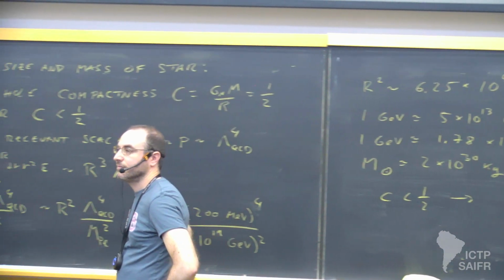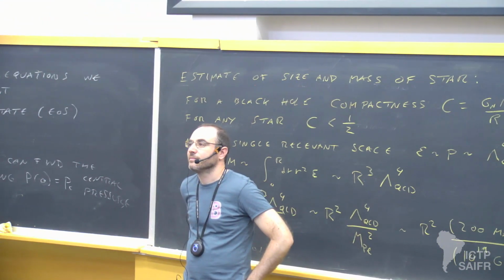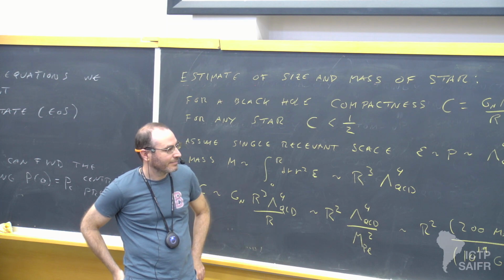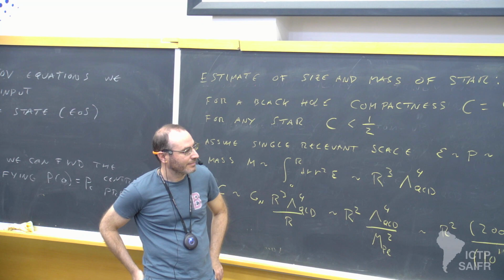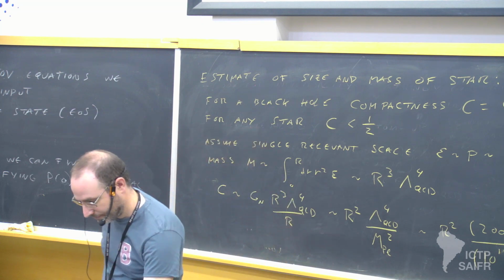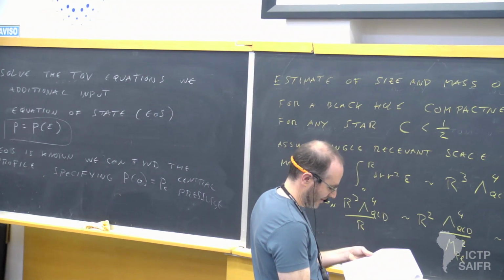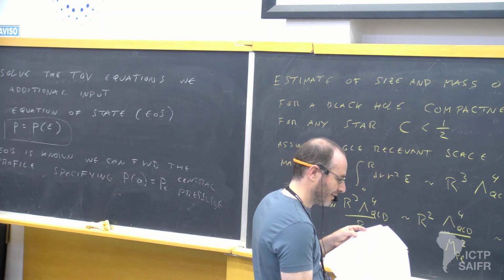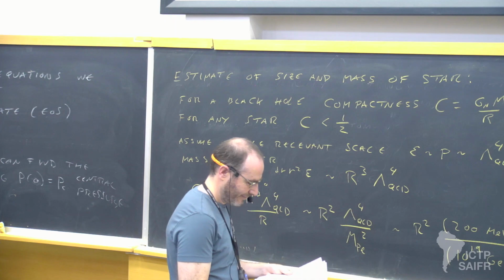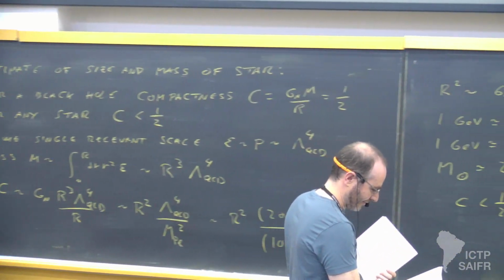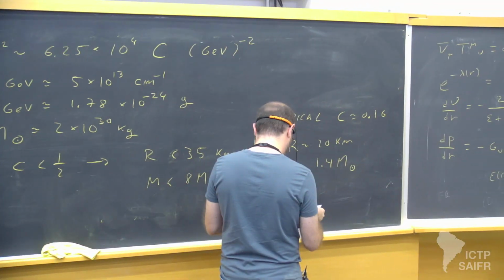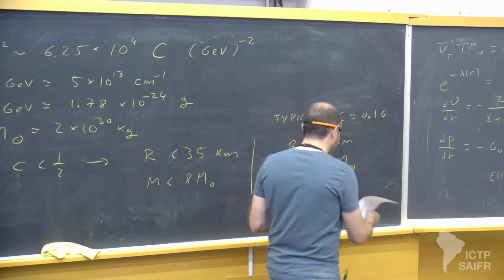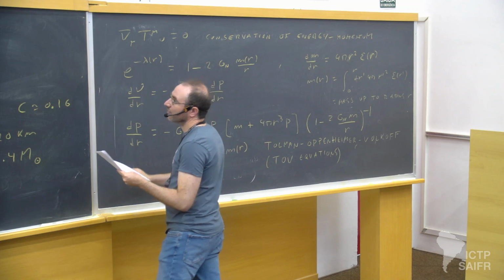When you computed the compactness or estimated it, there is something like 0.2 gigaelectron volts to the power of 4 over 10 to the 19 to the power of 2. And then in the next equation, R squared is approximately equal to 10 to the power of 4. Can you please explain it again? I can't really see that. Let me see. Just in case I didn't copy it correctly. Where's this? Okay. Ah, yes, there is a typo, I think. So it should be 40 here.